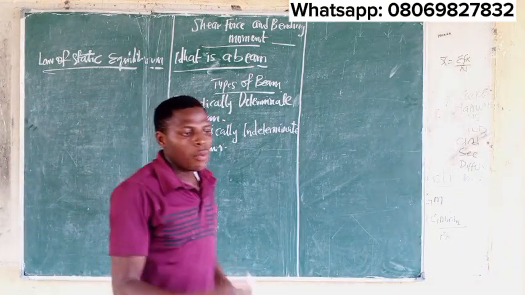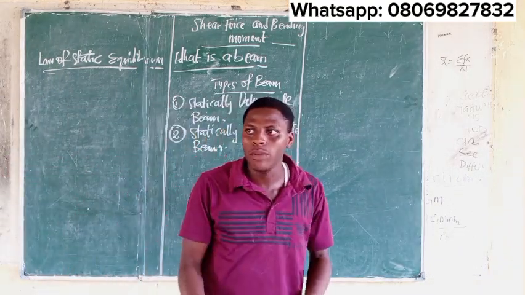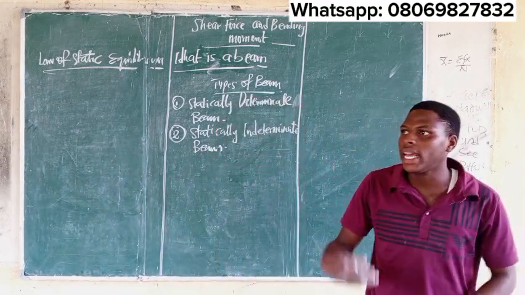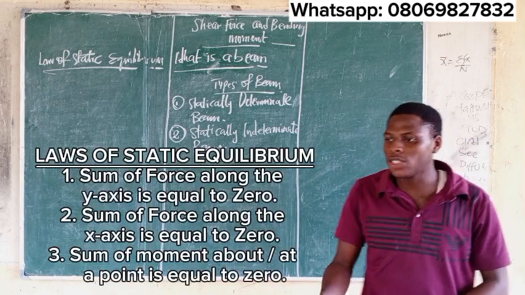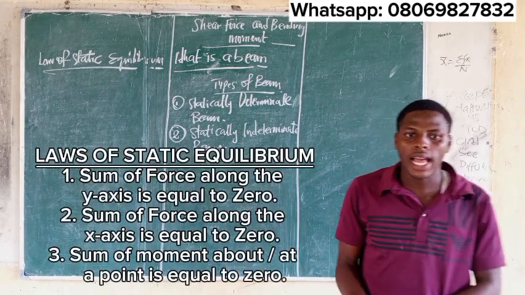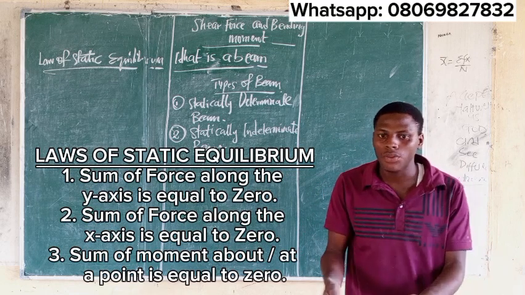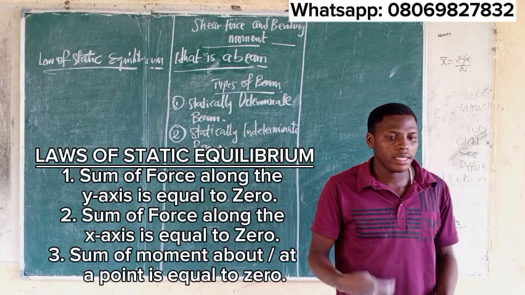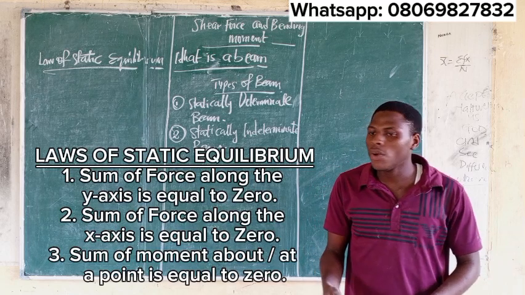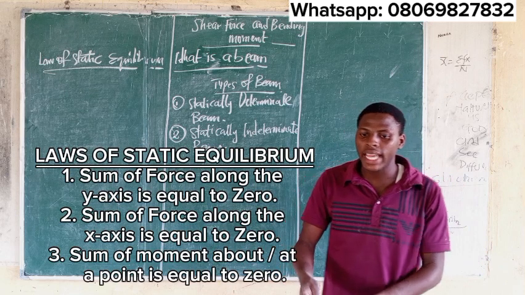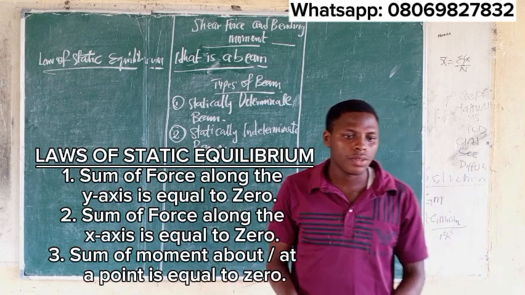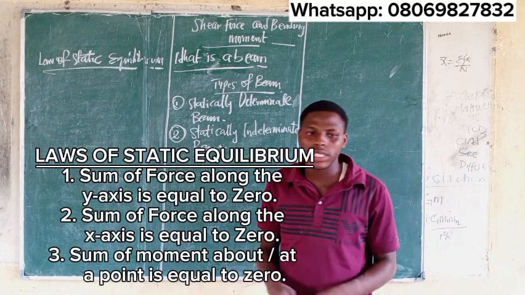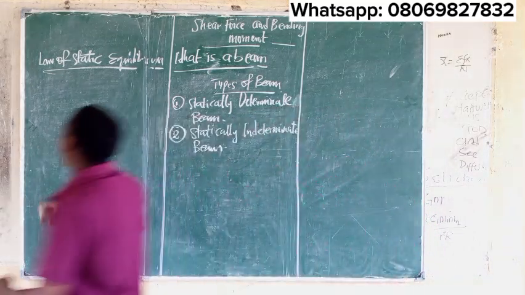Basically, we have three laws governing static equilibrium. Now, what are they? The first one is sum of forces along the y-axis is 0. The second one is sum of forces along the x-axis is 0. While the last one is sum of moments at a point is 0.